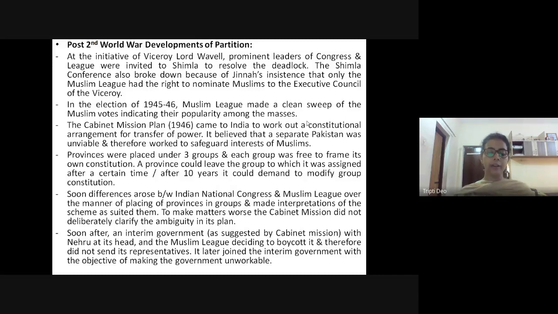Please read it from your e-learning material. Soon after, there was an interim government that was suggested by the cabinet mission, according to which Nehru was its head. The Muslim League decided to boycott, and it did not send its representative in the interim government.